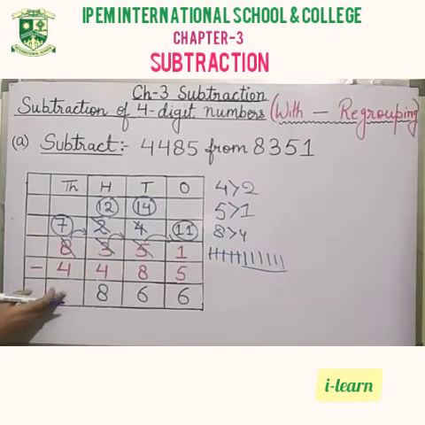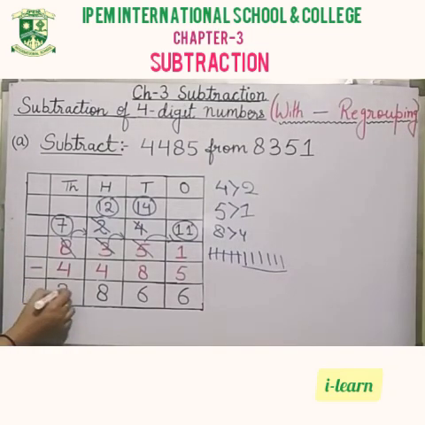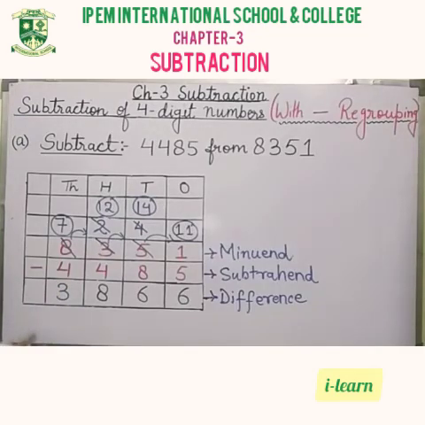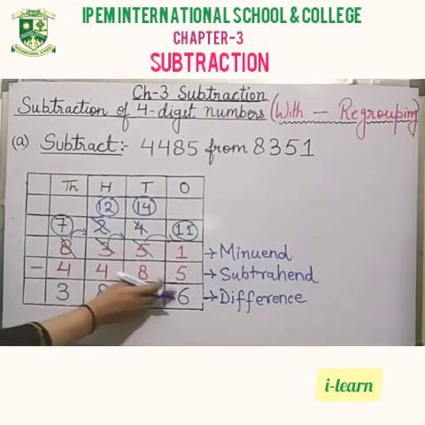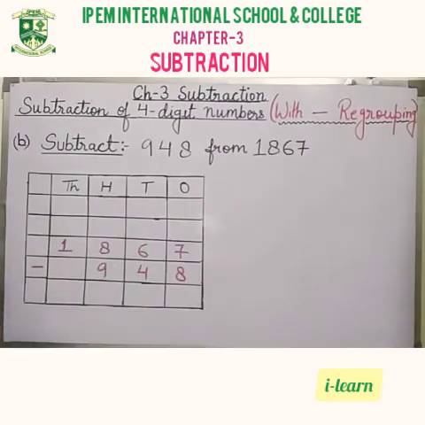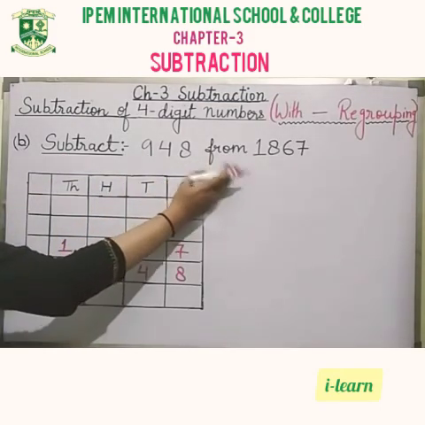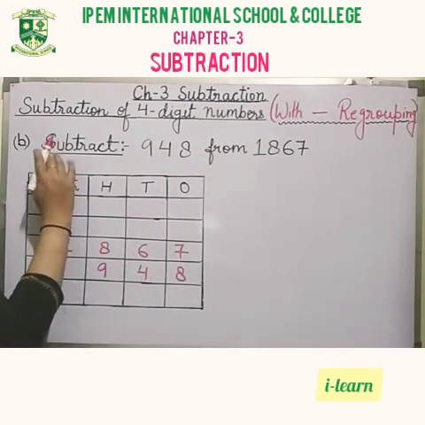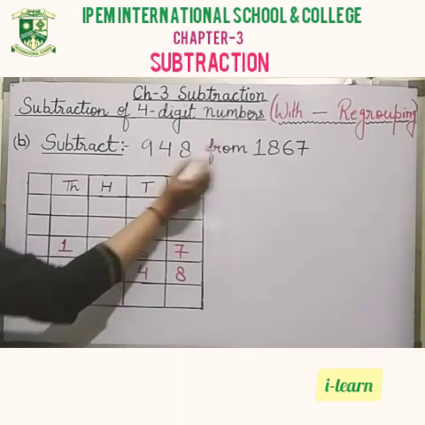Now moving on to last column, that is thousands column, we will subtract 4 from 7. So 7 minus 4 is equal to 3. So here the difference is 3866. Children, now see the second example. Here we have to subtract 948 from 1867. As you can see, this is a 3-digit number and this is a 4-digit number.